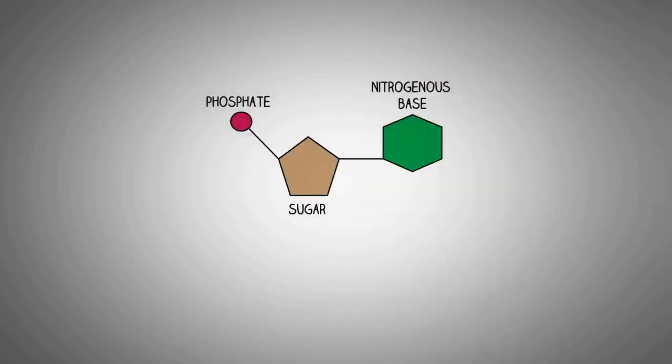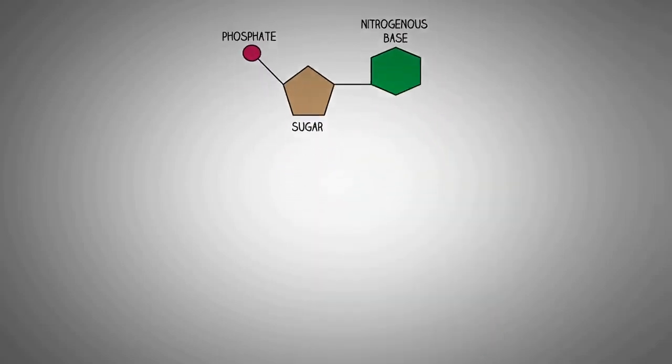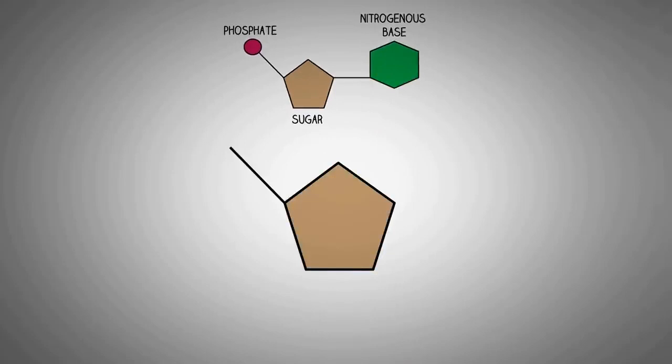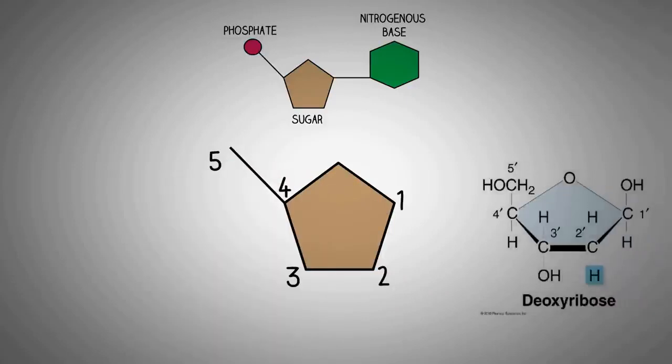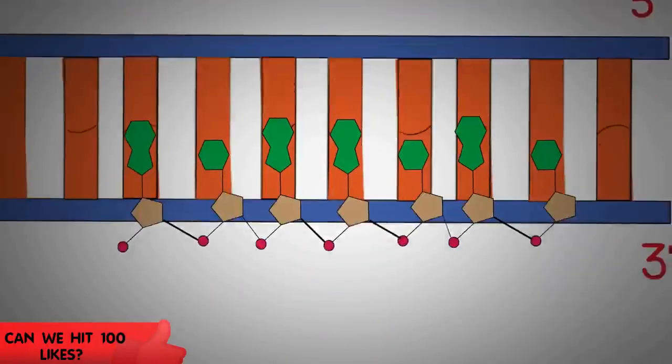and the nitrogenous base. Now if we isolate the deoxyribose sugar from this nucleotide, we can see that the carbon atoms in the deoxyribose sugar are numbered from 1 to 5 in a clockwise manner, with the 5th carbon outside the ring. You can compare this illustration with the chemical structure of deoxyribose for better clarification, and it is the 5th carbon to which the phosphate group is always attached.